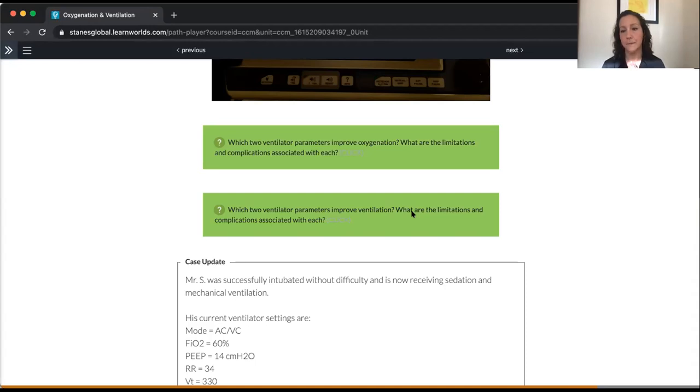So oxygenation, let's start with that one. FiO2 and PEEP, perfect. What about ventilation? What about carbon dioxide and pH? How do we make those better? Tidal volume and respiratory rate, perfect. Very, very good. Okay, so if you want to improve oxygenation, you adjust your PEEP and your FiO2. If you want to improve carbon dioxide elimination and therefore improve your pH, you adjust tidal volume and respiratory rate.